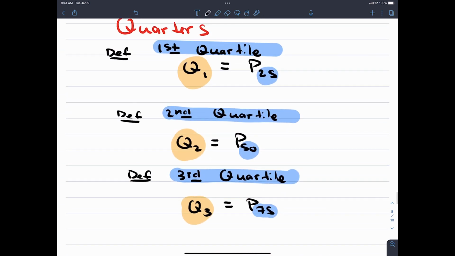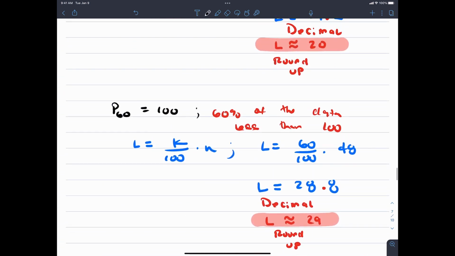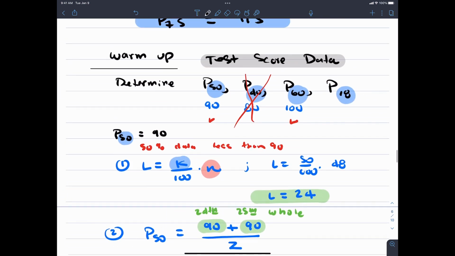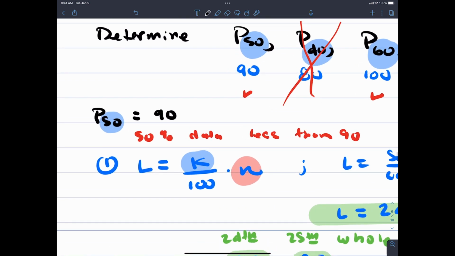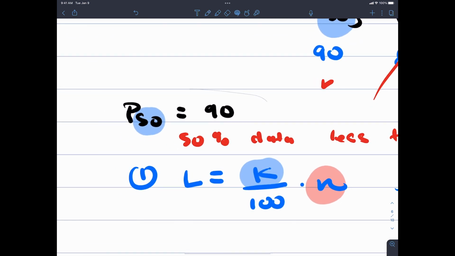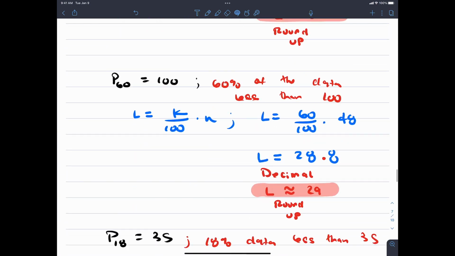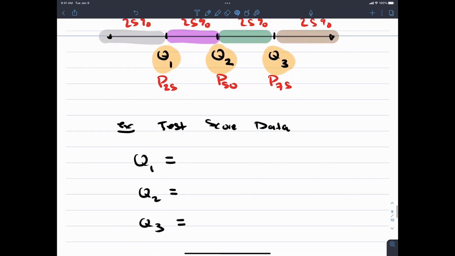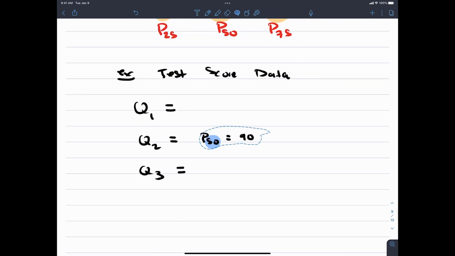So go back and let's see if you guys remember any of these here. What did we just find here? What's P50? Is that 90? I'm going to copy that. So what do you guys think for the test score data? What is that? Q2. So you have what? The second quartile. It's 90, ladies and gentlemen. Easy peasy, lemon squeezy.